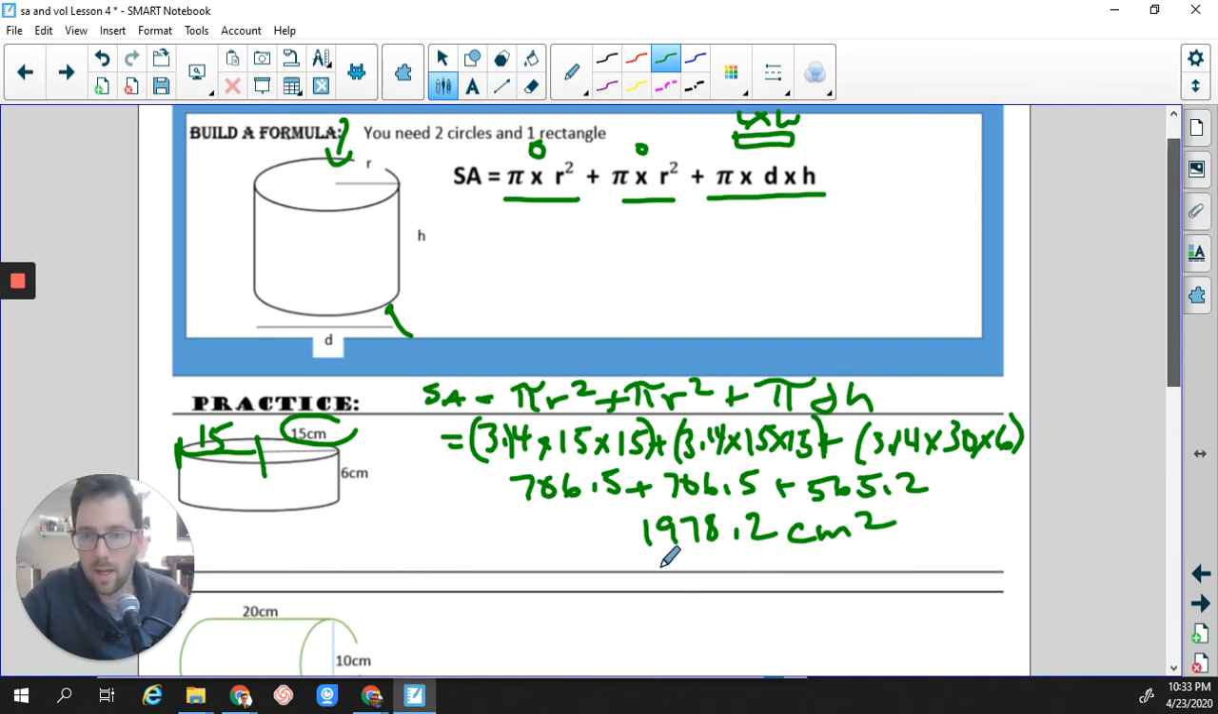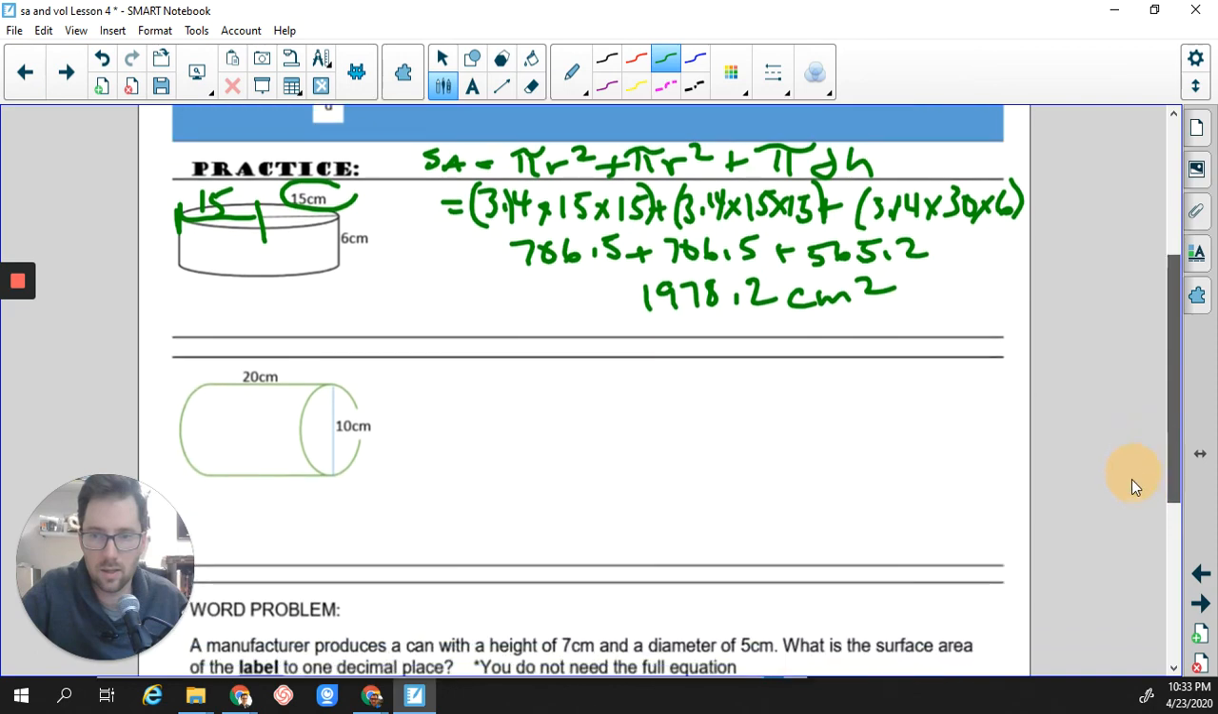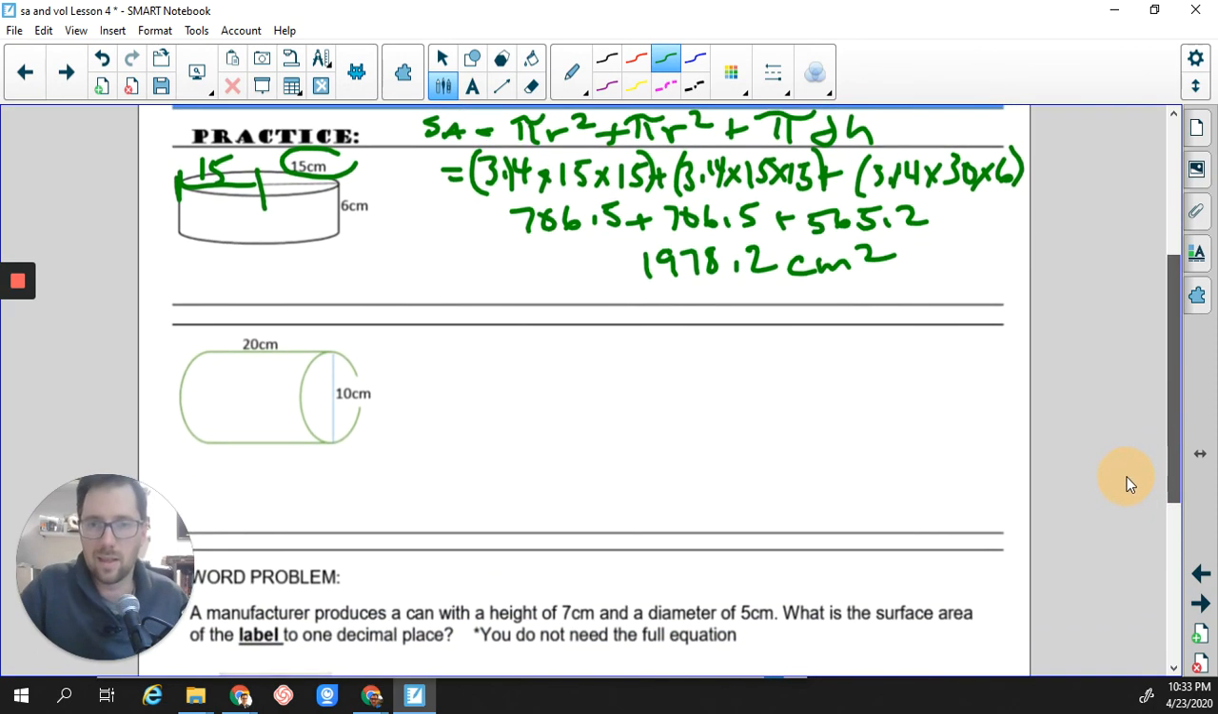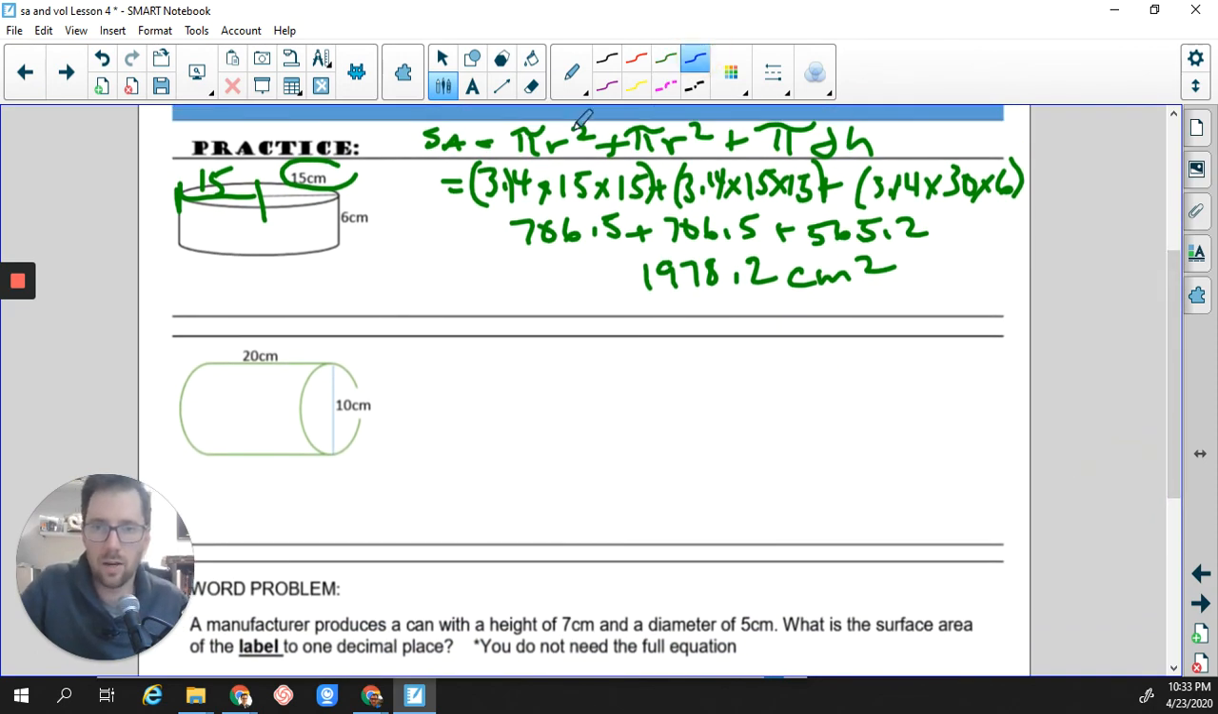Okay. Let's take a look down at the next one. This one's a little bit different, but a lot of the same. So we have got our height, but our cylinder is on its side, so it looks more like a length, but that's okay. And we have our whole way across. So this time we have our diameter. So I'm just going to label that so I remember.